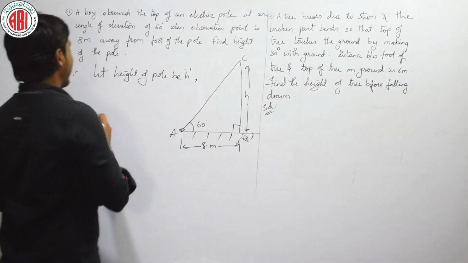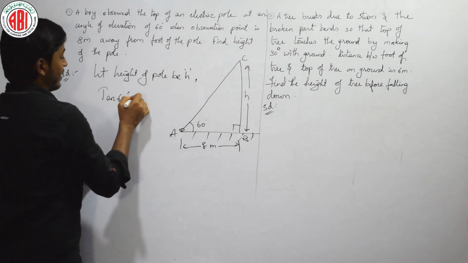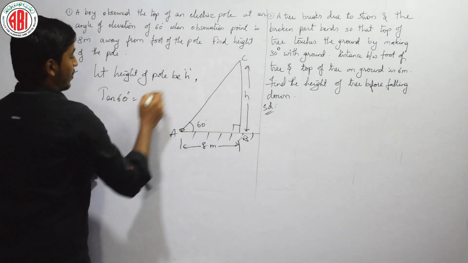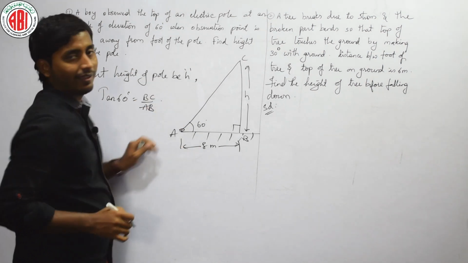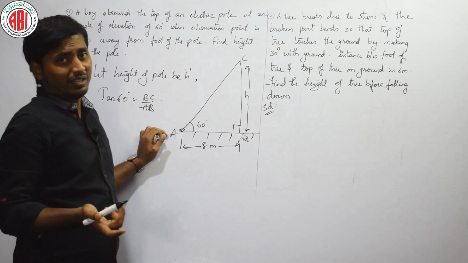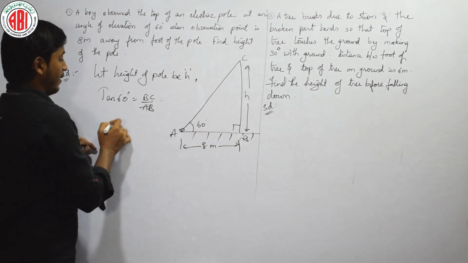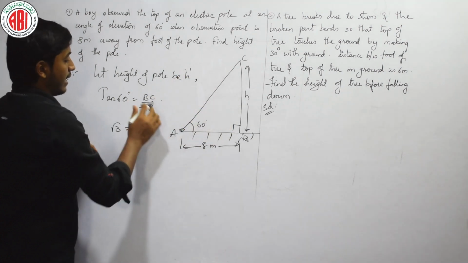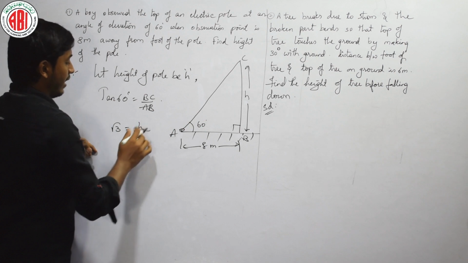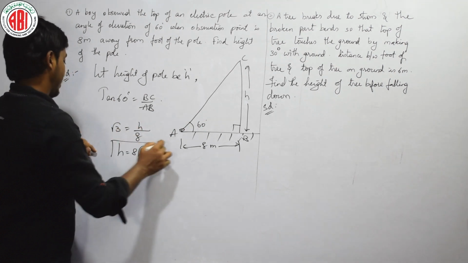What is it? Yes, we take tan 60 is equal to opposite BC by adjacent AB, isn't it? That is the only thing we know, right? Opposite by adjacent. What is tan 60? It is root 3. Opposite BC is h, adjacent AB is 8. Therefore, h is 8 root 3 meters.